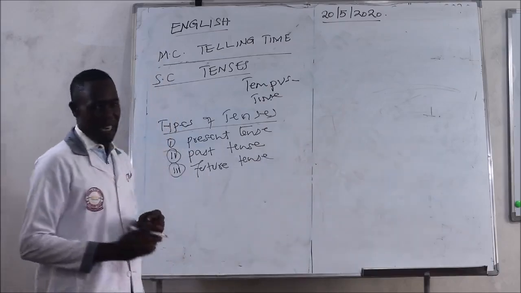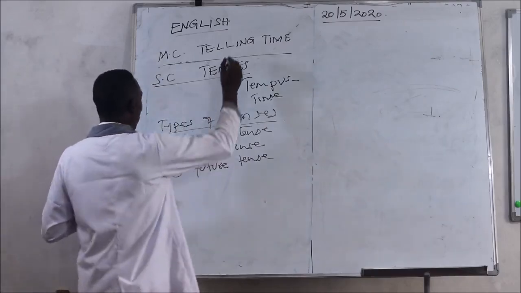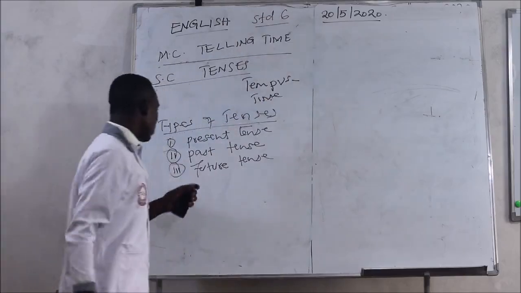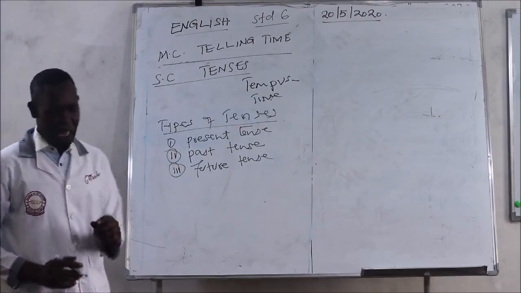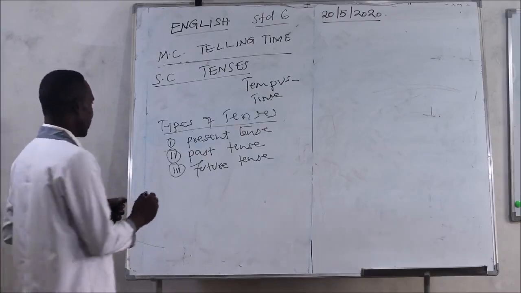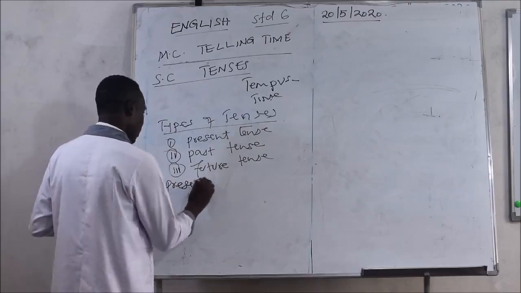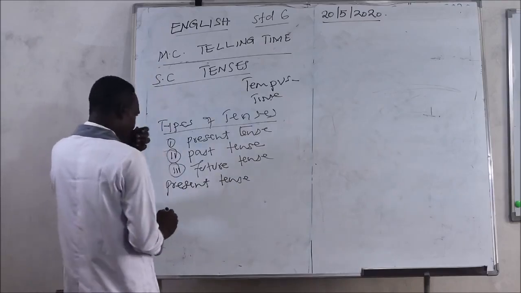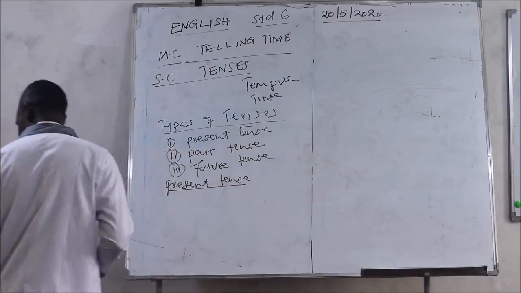So we are going to see each and every one so that we can know which tense we are talking about. We are going to see present tense, past tense, and future tense. So what do we mean by talking about present tense? The first thing we are going to see is present tense.